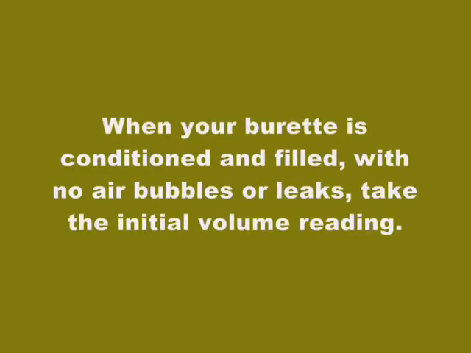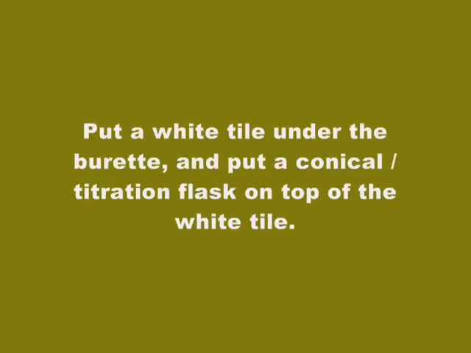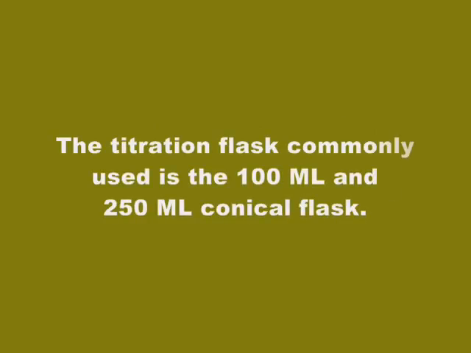When your burette is conditioned and filled with no air bubbles or leaks, take the initial volume reading. Burette readings should be up to 2 decimal points, plus minus 0.05 for meniscus. Put a white tile under the burette and put a conical or titration flask on top of the white tile. The titration flask commonly used is the 100 ml and 250 ml conical flask.